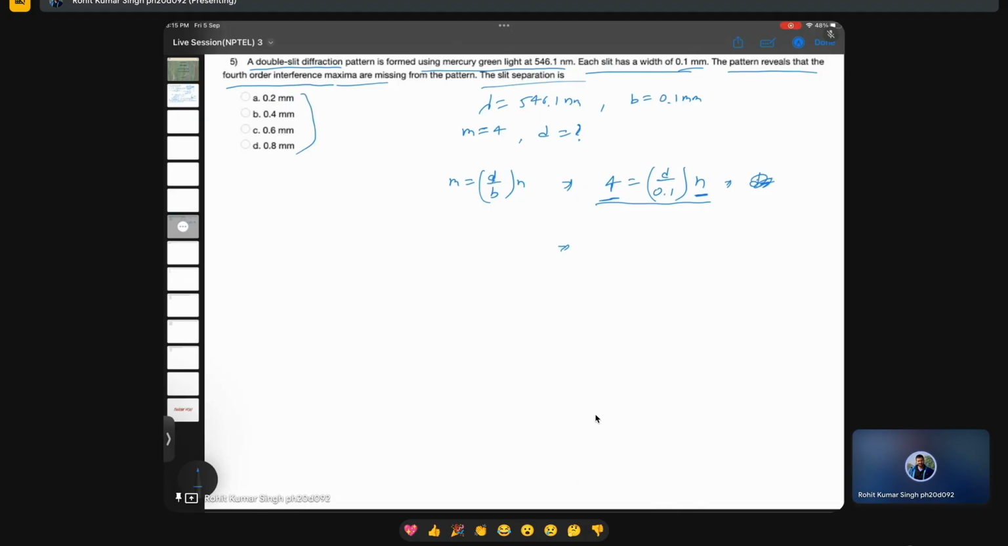Okay, so if you put d equal to 0.2 here, so first option, this cannot be satisfied for any value of n, correct? Because the minimum n can take is 1, right? And for n equal to 1, on the left hand side you have 4 and on the right hand side you will get 2. So that means d cannot be equal to 0.2. Is this fine?